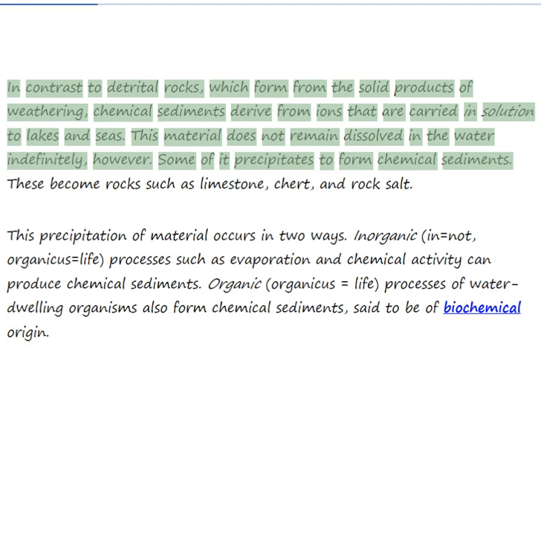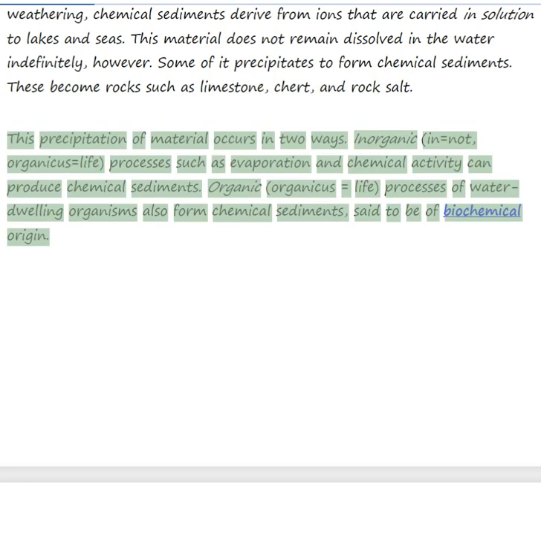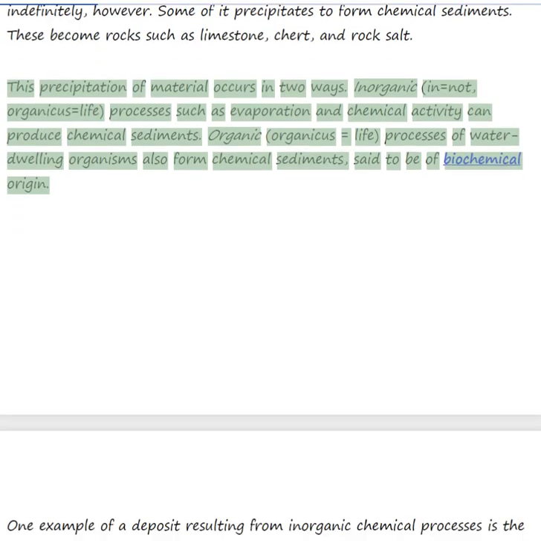This material does not remain dissolved in the water indefinitely, however. Some of it precipitates to form chemical sediments. These become rocks such as limestone, chert, and rock salt. This precipitation of material occurs in two ways. Inorganic processes such as evaporation and chemical activity can produce chemical sediments. Organic processes of water-dwelling organisms also form chemical sediments, said to be of biochemical origin.